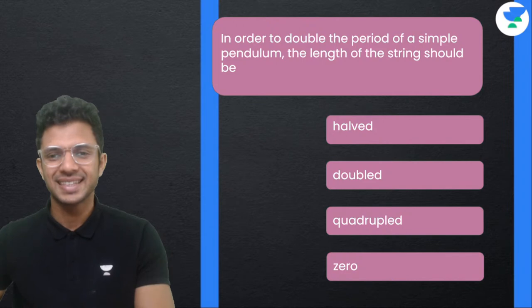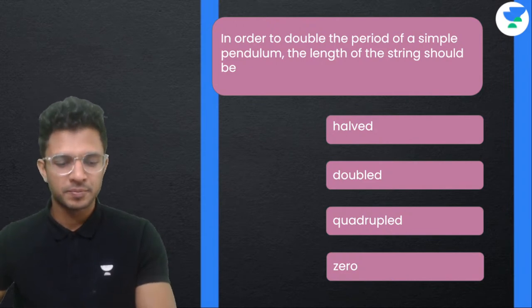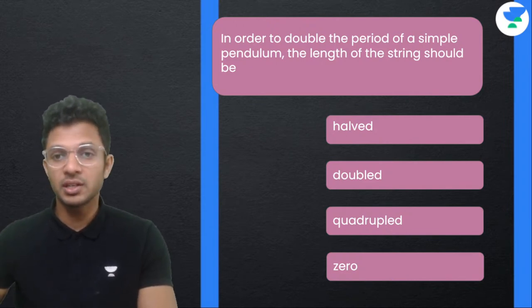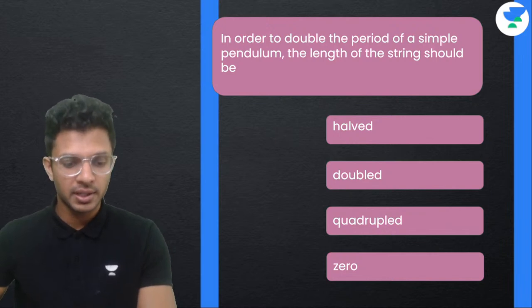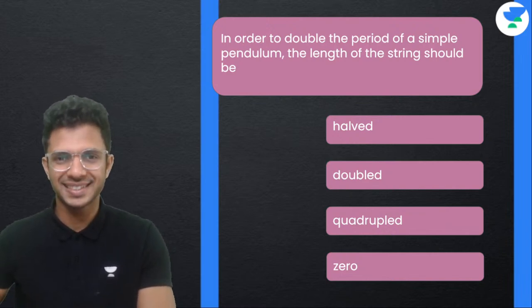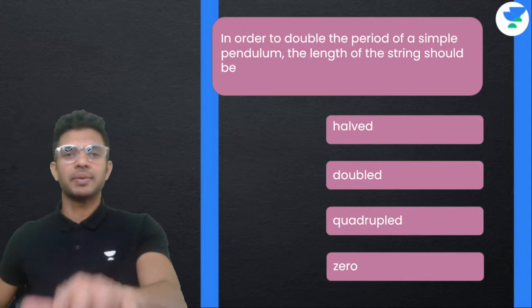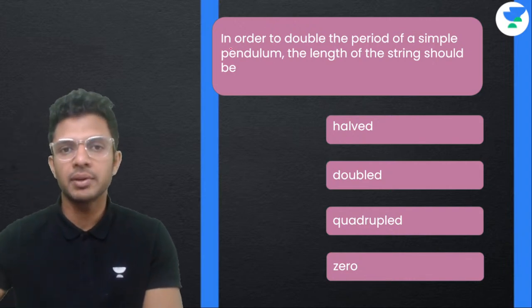Anyone? Hands up. Everyone is either going for option A or B here. Zero. Okay, I'll explain. Dekh le. Everyone, bachcha log, dekh le, mere bachcha log, here.